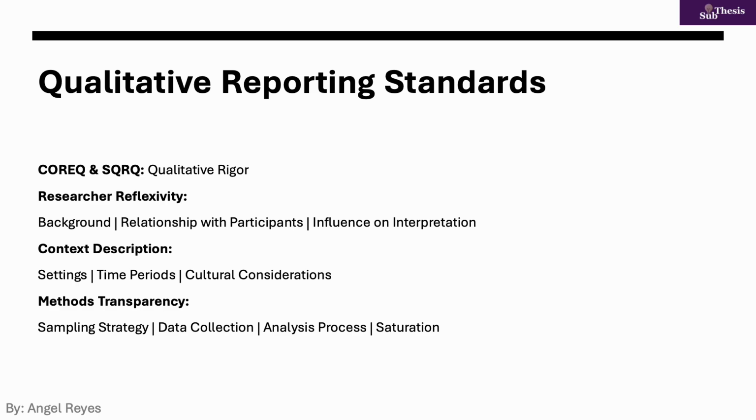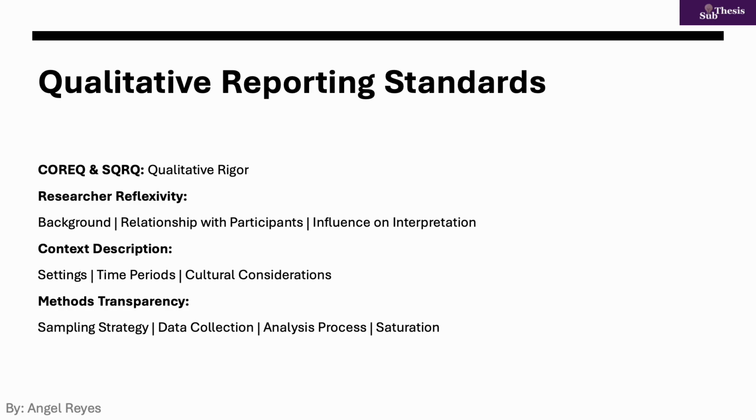Qualitative research reporting faces unique challenges. How do you transparently report interpretive processes? COREC and SRQR provide frameworks maintaining rigor while respecting qualitative traditions. Both emphasize researcher reflexivity, describing researchers' backgrounds, relationships with participants, and potential influences on interpretation. This isn't admission of bias. It's acknowledgement that the researcher is the instrument in qualitative work.